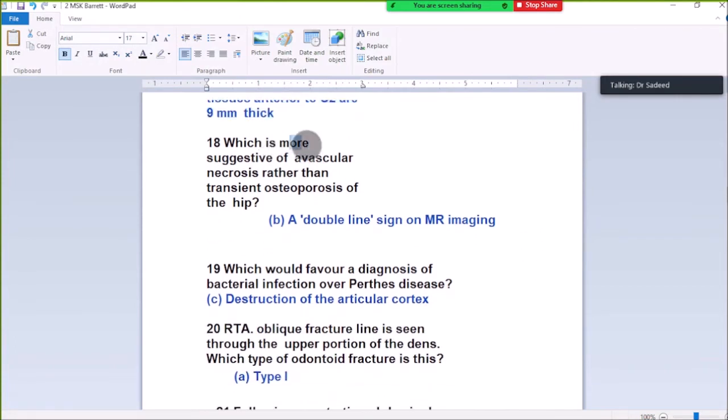18. Which is more suggestive of avascular necrosis rather than transient osteoporosis of the hip? The double line sign on MR imaging shows avascular necrosis. Here, the double line sign shows avascular necrosis, or the crescent sign shows avascular necrosis.